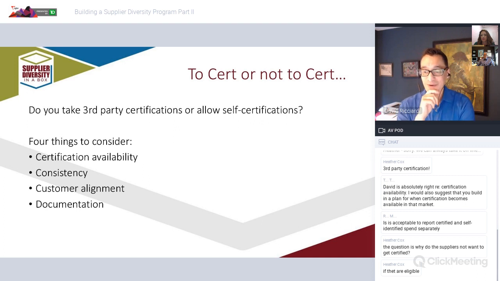And Heather, you're absolutely right. If they are eligible, when you're counting those self-identified, they still need to be eligible by what you would consider a diverse supplier to be. But you're just talking about them not being certified through a third-party agency.